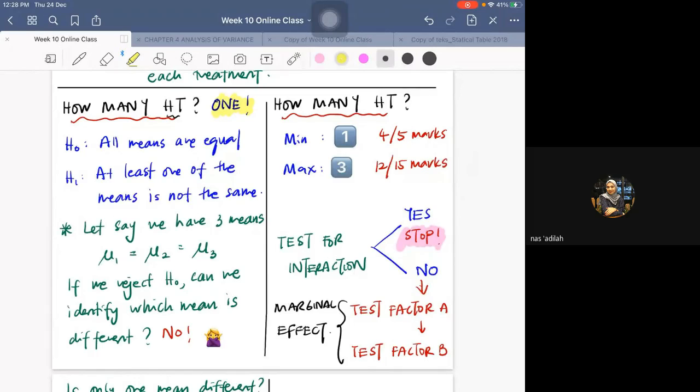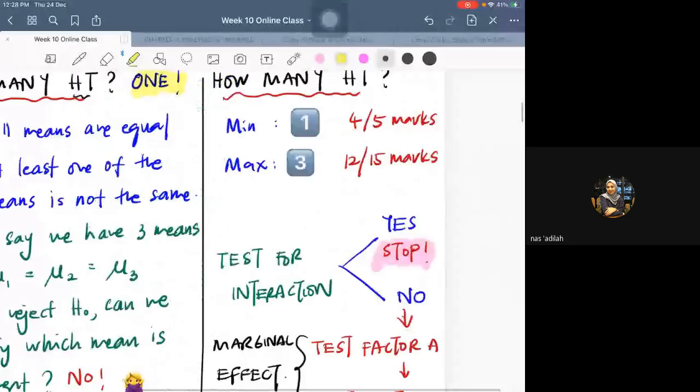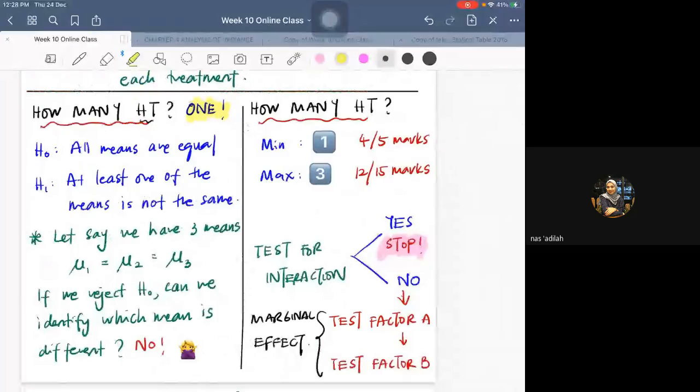Okay. And for the case of two-way ANOVA, how many hypothesis tests are there? It depends on the question itself.